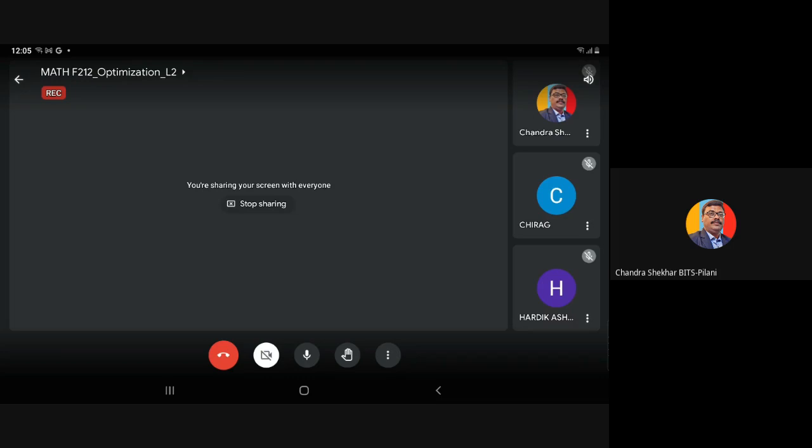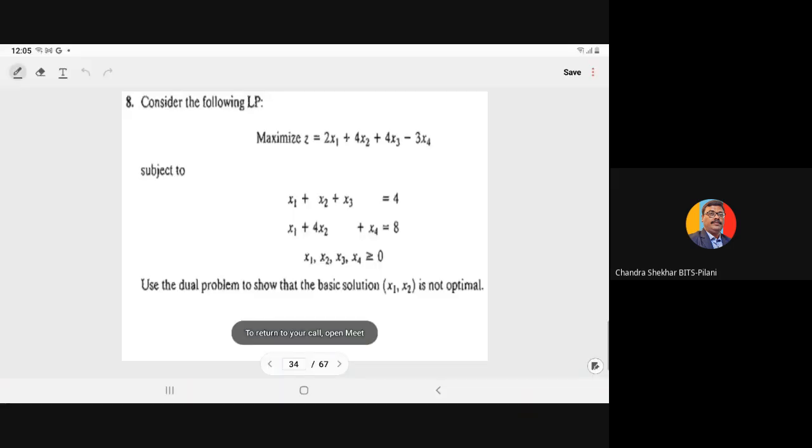Welcome to the next lecture of Math F212 Optimization. Presently, we are doing the problem of duality. So, in continuation of that, here we have another problem.